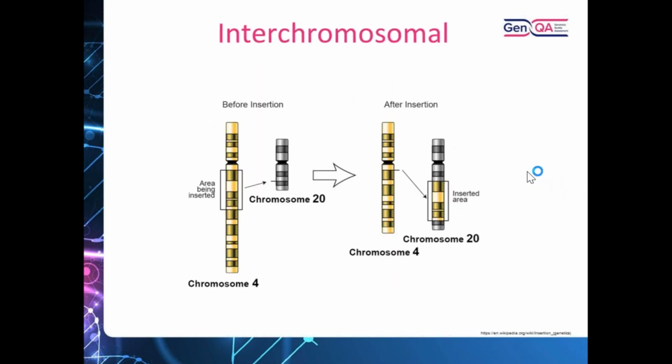Right, so the insertions can be either inter or intrachromosomal. An interchromosomal insertion is where it's between chromosomes. Here we can see an area of chromosome 4 being moved into chromosome 20. And if the banding stays the same and it's within the same arm, so both of these are in the Q arm, this is a direct insertion into chromosome 20.